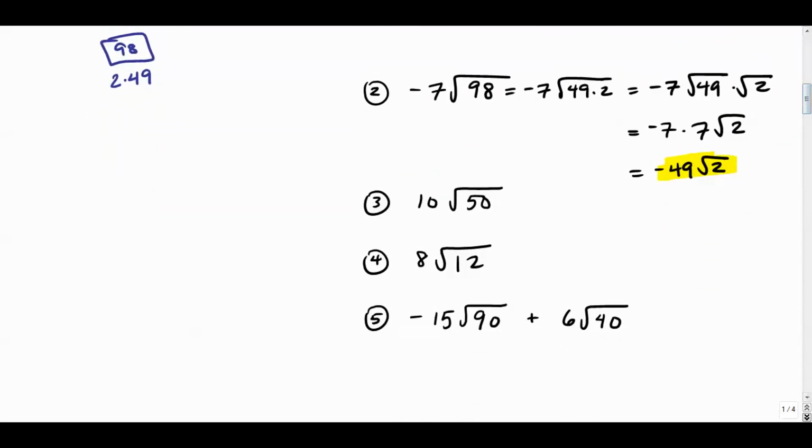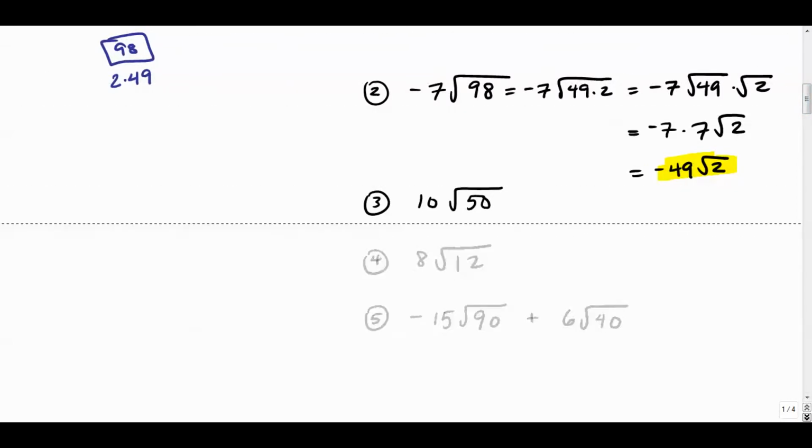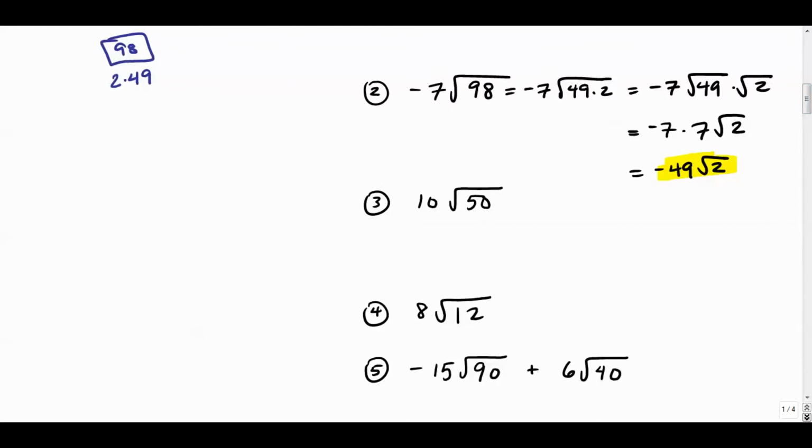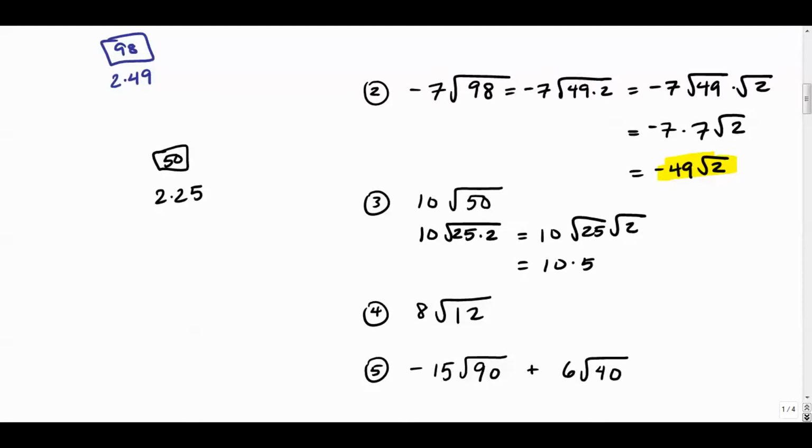Alright, let's try a couple more here. So here we have a radicand of 50. So I'll bring it over here and I'll say, alright, that's easy. That's 2 times 25. So this is going to be 10 radical 25 times 2, which is 10, split them up, which is 10 times 5 radical 2, which is 50 radical 2. So there's a nicer version for you.